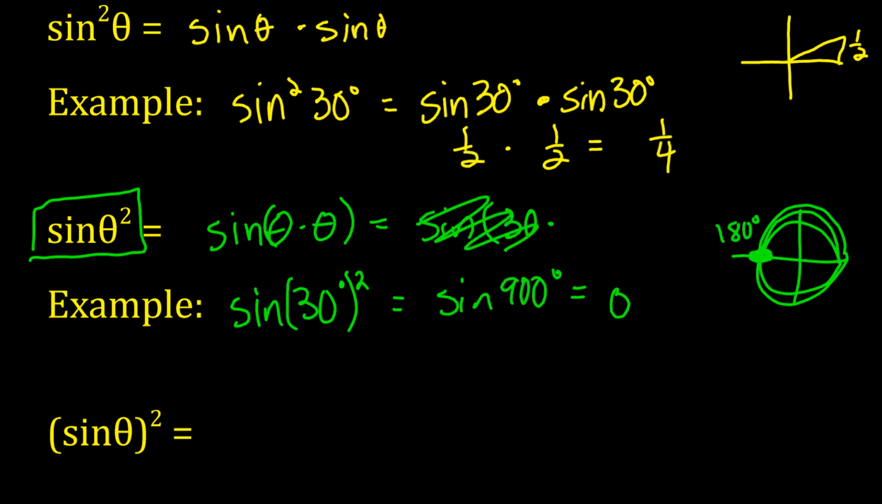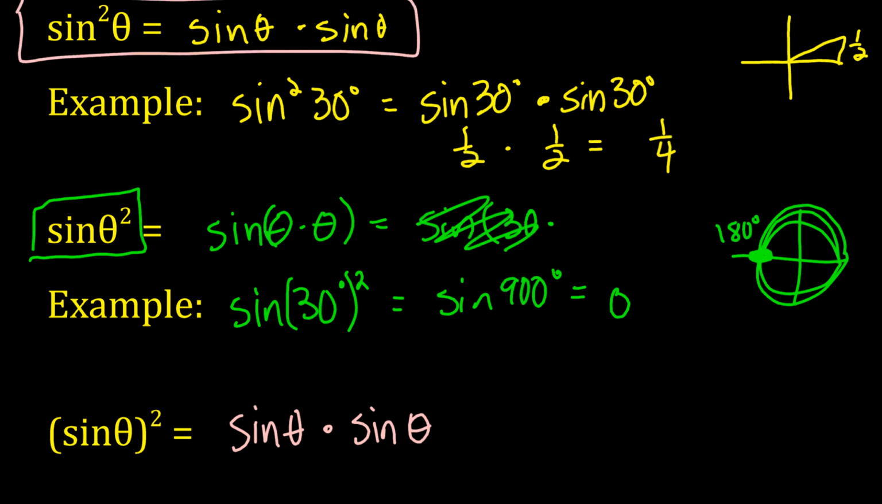Then we have a third thing. What about sine of theta in parentheses squared? This is sine of theta squared, so sine of theta times sine of theta. It's the same as the first one up here, so these two are interchangeable. You can write it either way. Typically, we'll see it like the first example, but if you see it like the bottom example, it's the exact same thing.